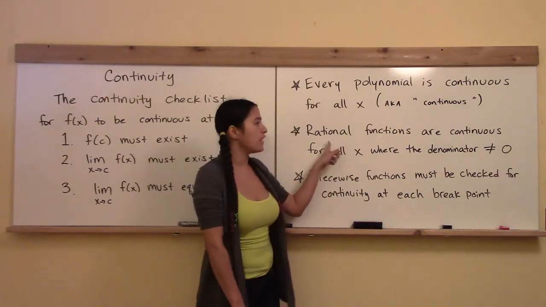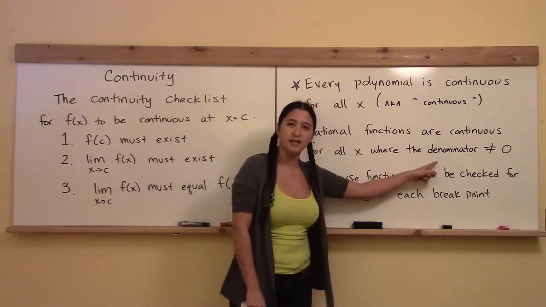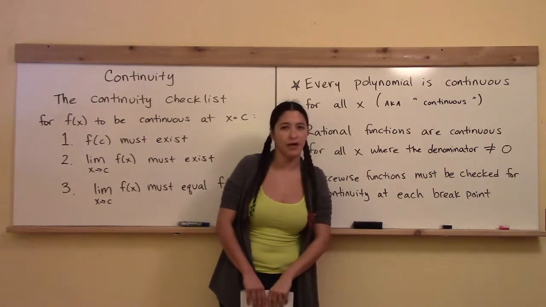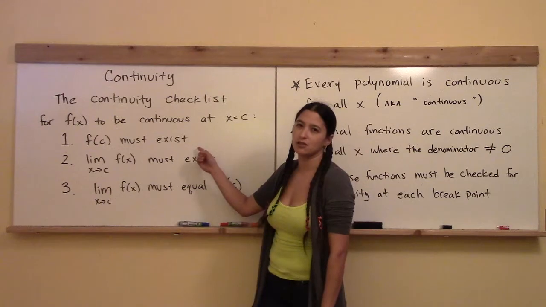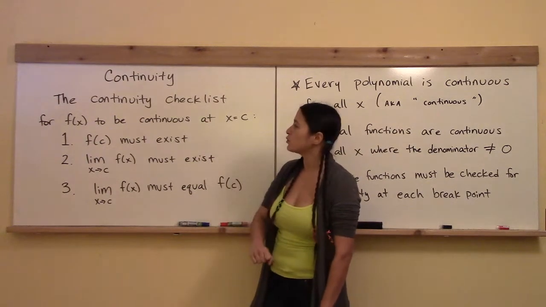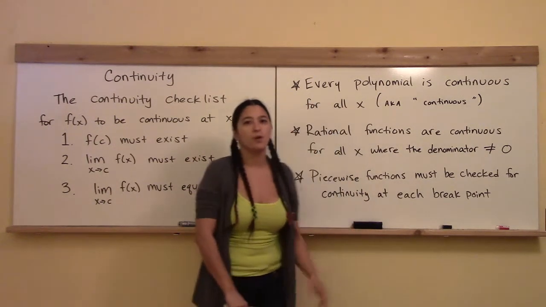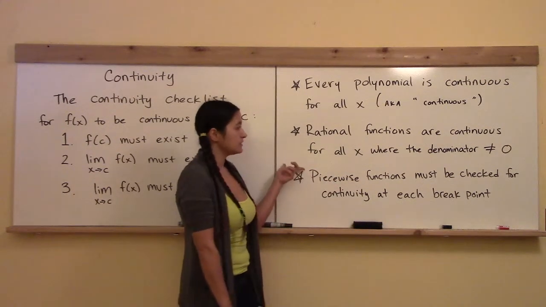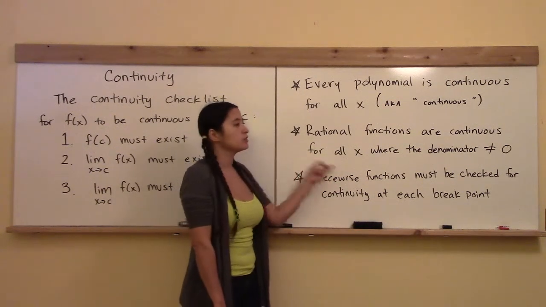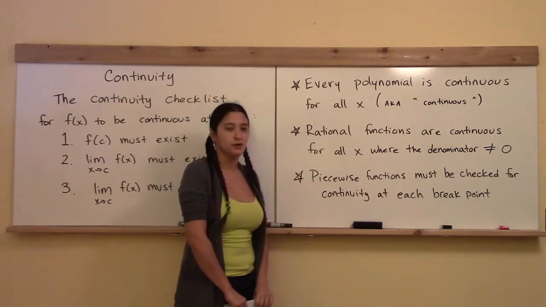When the denominator is equal to 0, a couple different things can happen, but the important thing is that on a rational function, when the denominator is equal to 0, no matter what happens, f of c does not exist. Okay, so you're going to have a failure of number 1 on the continuity checklist whenever you are dividing by 0 on a rational function. So that's why I say they're continuous for all x where the denominator is not equal to 0.